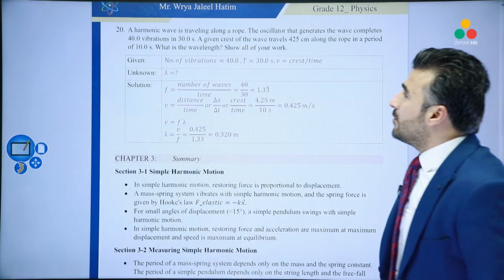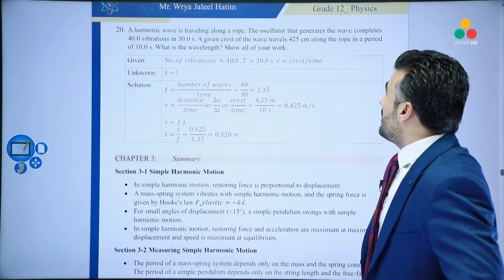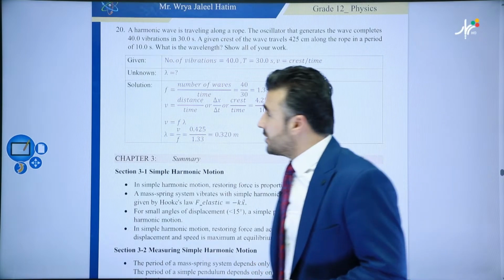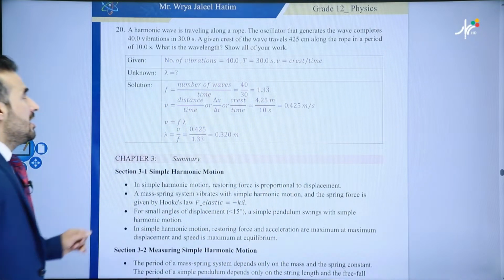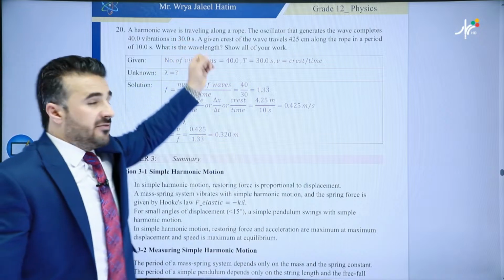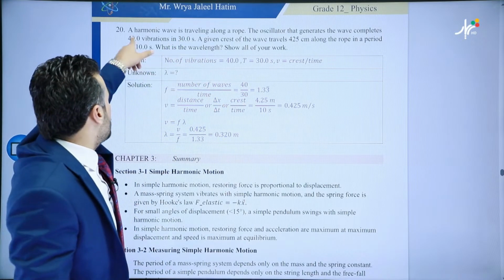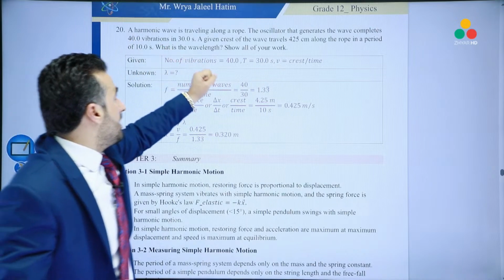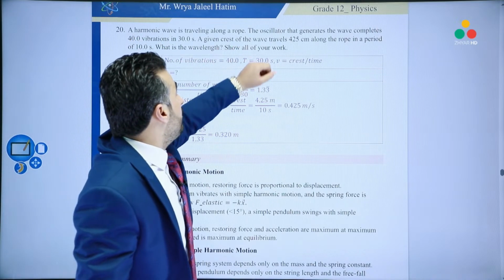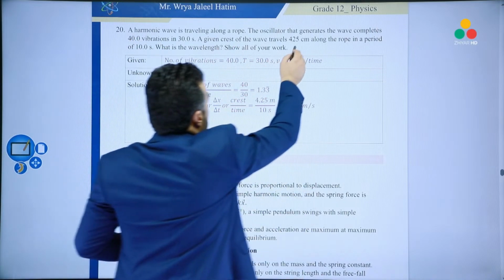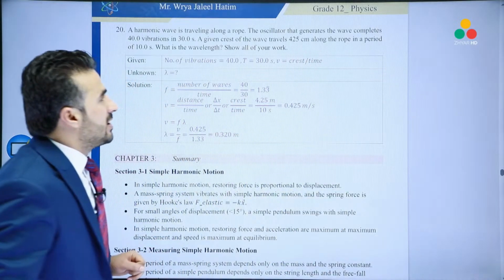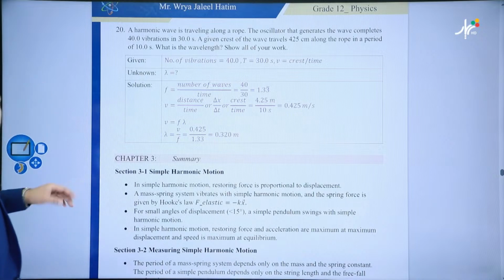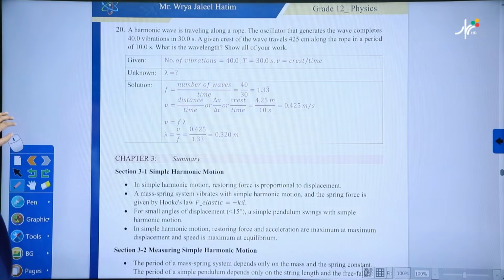It says, a harmonic wave is traveling along a rope. The oscillator that generates the wave completes 40 vibrations in 30 seconds. So we have number of vibrations and we have the time. What can we determine? What can we find using these 2 pieces of information? Then it says, given a crest of the wave travels 425 centimeter along the rope in a period of this much. What is the wavelength? And of course, show your work.